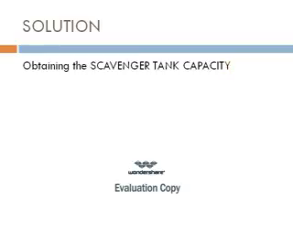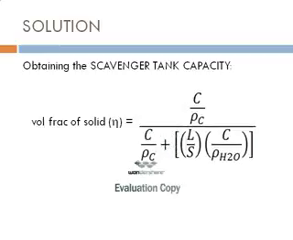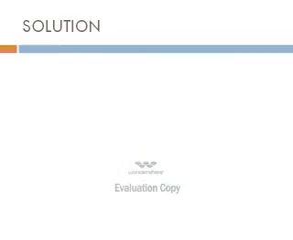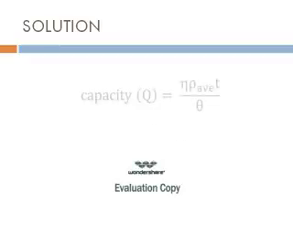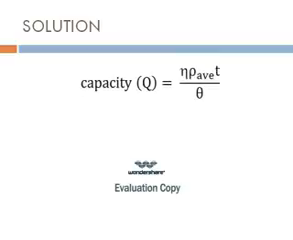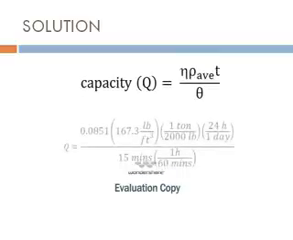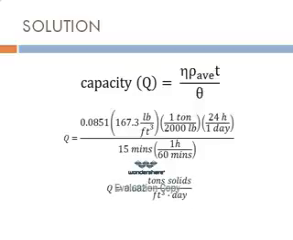Now, to obtain the scavenger tank capacity, we must get the volume fraction of the solid in the scavenger tank. Substituting the values would give us eta equals 0.0851. It follows that the capacity of the scavenger tank is 0.682 tons solids per cubic feet day.